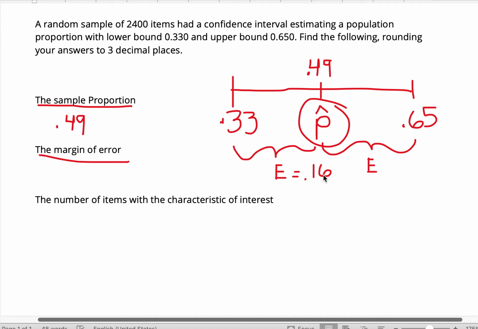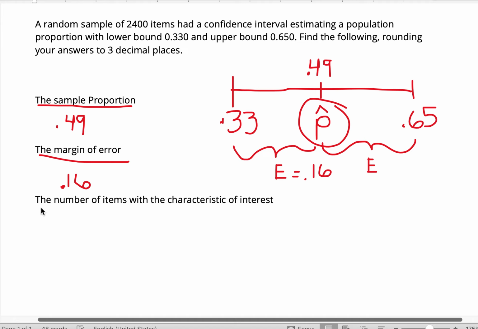So the cushion that this person gave themselves to create this interval was a cushion of 16% error. So they took the information that they found from the sample, which was the proportion of 0.49, they added and subtracted 16% or 0.16 to both sides, and that's where we get the lower and the upper bound of our interval. Our margin of error, we would say, is 0.16.